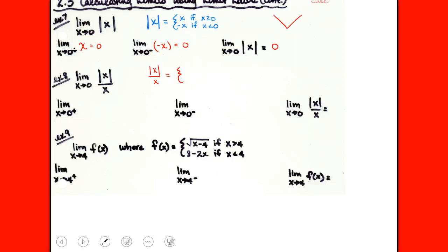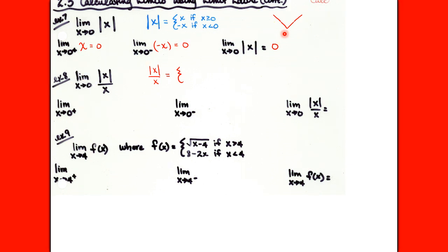And if I think about the graph for absolute value, remember absolute value is kind of that V-shaped graph, and so from the left-hand side and from the right side, all values are converging on one particular y value, and that's a y value of 0, so that makes sense as well.